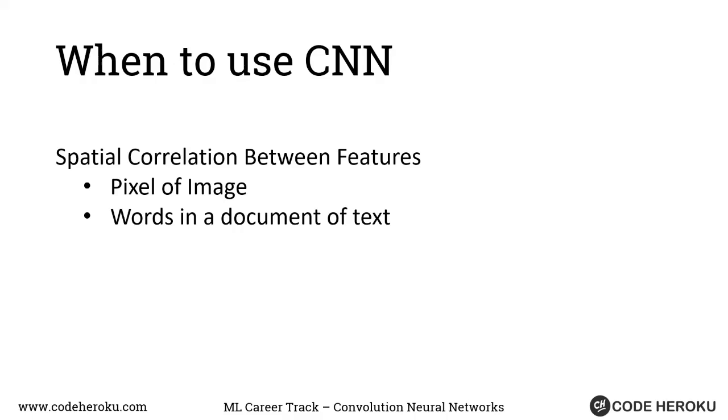Words in a document of text, even they would have some correlation. We don't use random words in a language. When you frame a sentence in a language, there is some structure to it, something like a noun, verb, then some adjective and so on. So there is some structure to any language as well. The correlation is not as strong as you would have for images, but there is still some structure for sure.